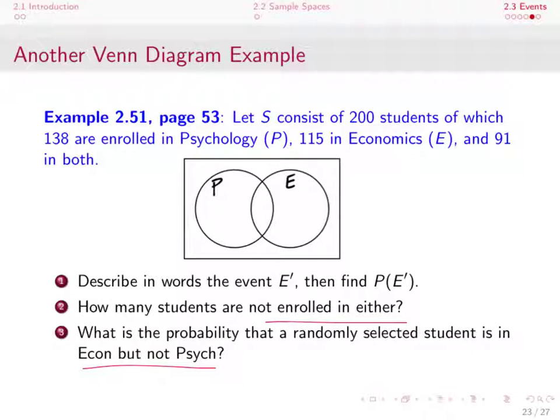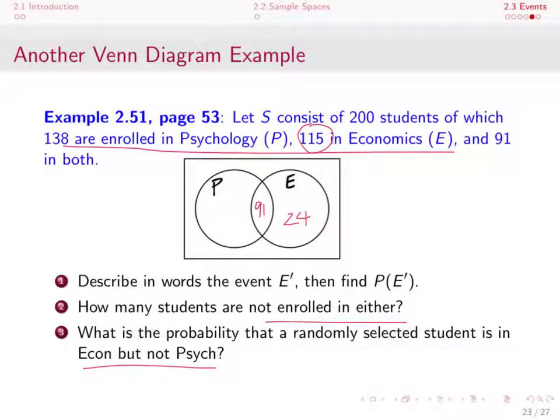So we want to answer those questions, but to start, it's not exactly easy to determine that information from the way things are expressed. So our job is to use this Venn diagram to help us. We'll start by noticing that 91 students are in both, so they're in the intersection. We'll label that with a 91. And we know that there are 115 students in economics, so if we take 115 and subtract the 91 students that are in both psychology and economics, we're left with 24 students. So that 91 plus the 24 have to give us the total of 115.